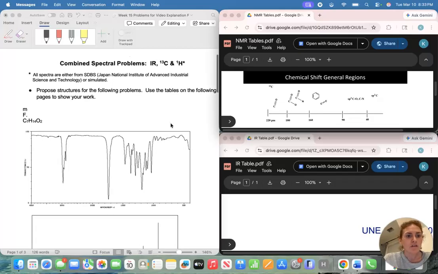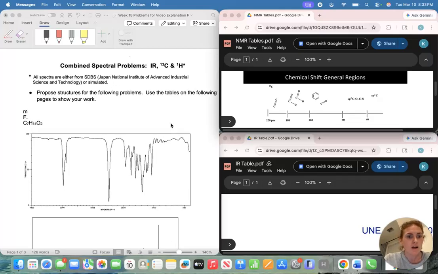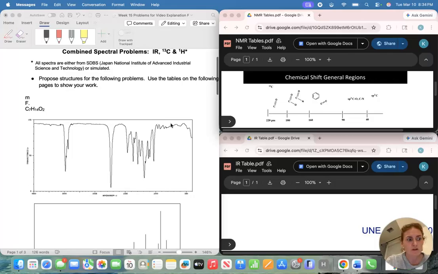So in order to solve for this and find out what compound we have for C7H14O2, we're going to first start off with determining our degree of unsaturation. To do this, we are going to multiply the amount of carbons by 2. We're going to add 2 to that and then subtract our hydrogens. So we'll have 16 minus 14, and then we're going to divide that by 2. So 2 divided by 2 is going to equal 1.